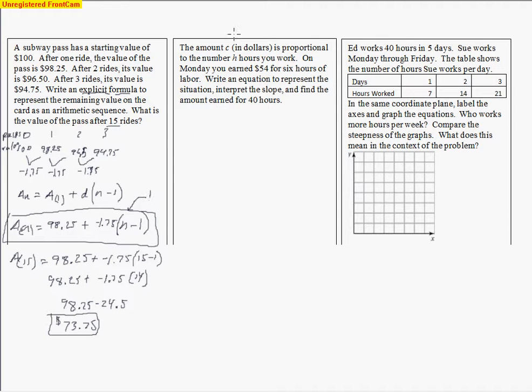So let's take a look at the next one. It says the amount C in dollars is proportional to the number of hours you work. So C is proportional to the number of hours worked. So that means this would be our formula.